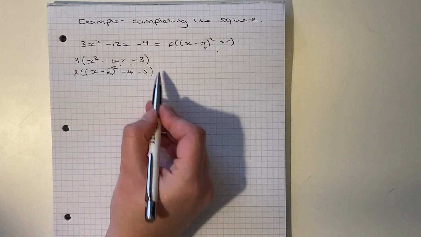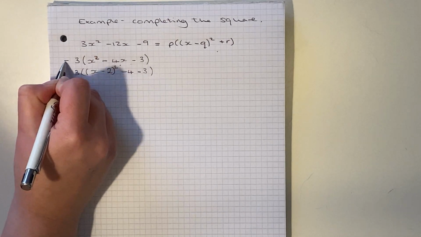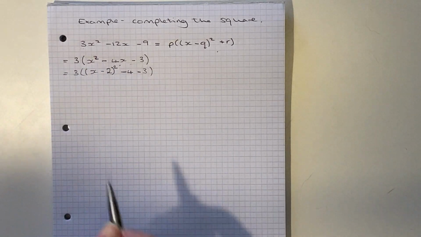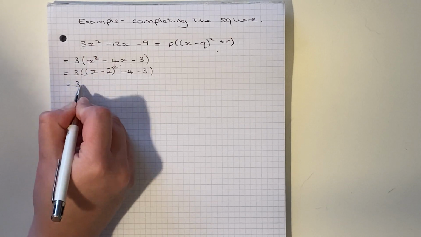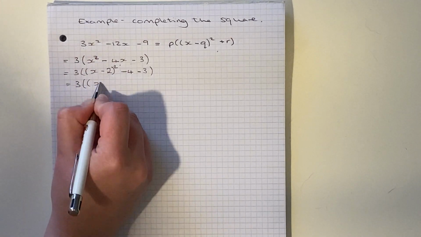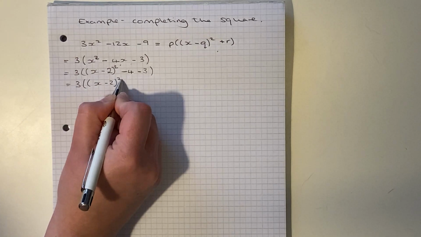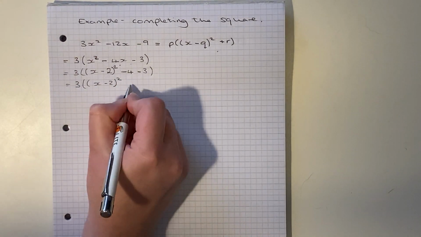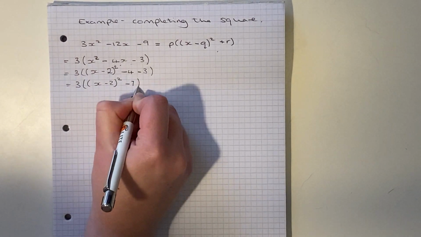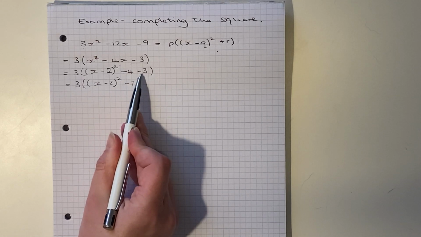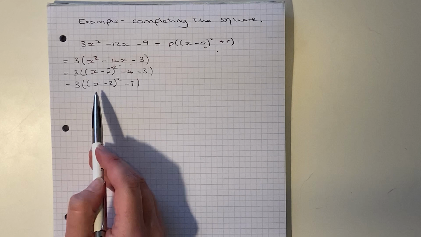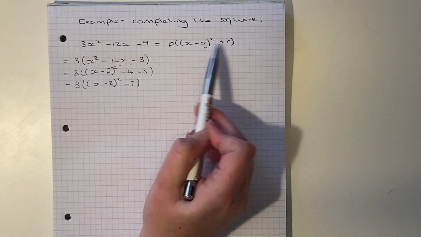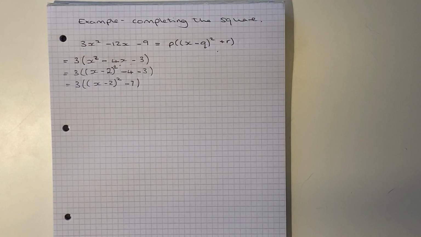The next step would be to simplify. I've forgotten all my equal signs here. Simplify by writing, we've still got the 3 on the outside, x minus 2 all squared, then minus 7, because we've done negative 4 minus 3 gives minus 7. So that means, if you look at this, it's in the same form as they wanted us to complete for the question.